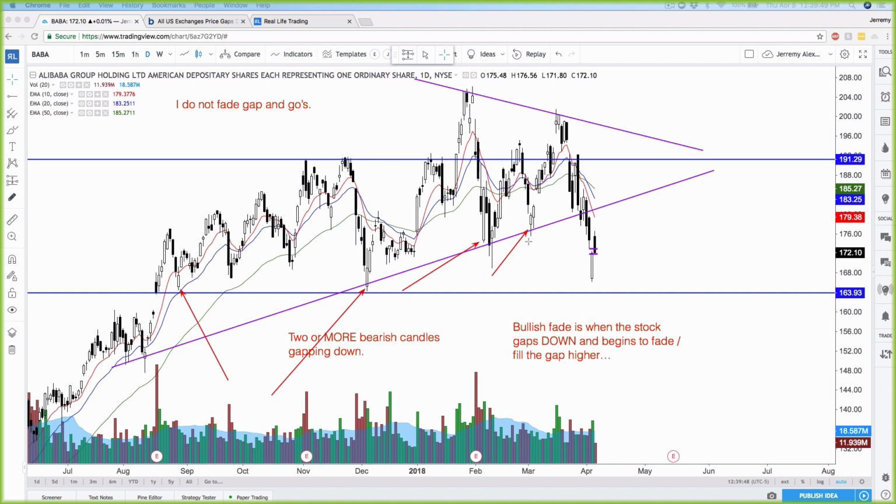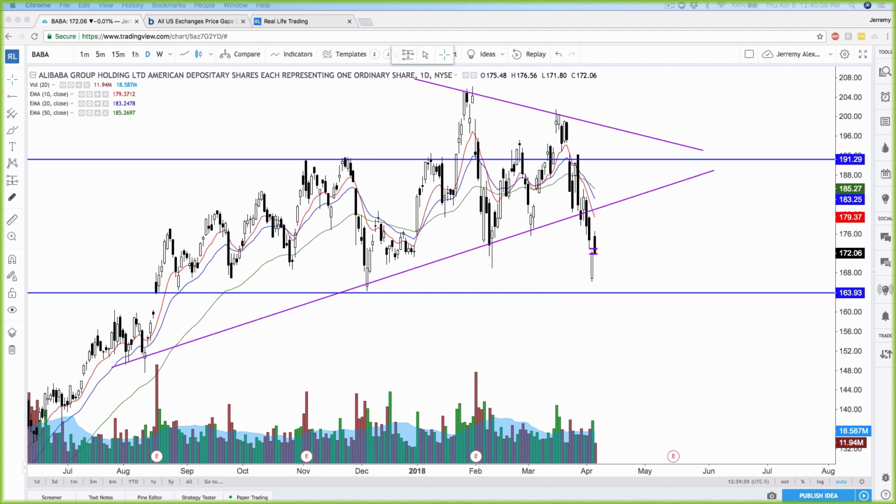Here's another one. These things happen a lot. There are a lot of these trades. And the crazy part is, it's the exact same thing as a bearish fade, just in reverse. And I play it the exact same way. Again, that's just me personally.